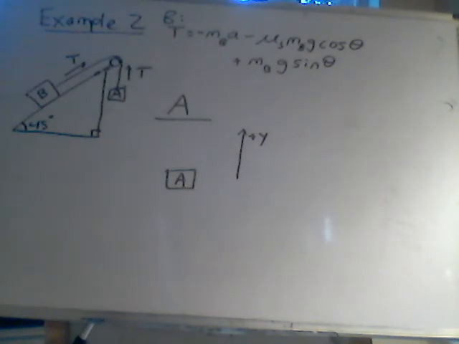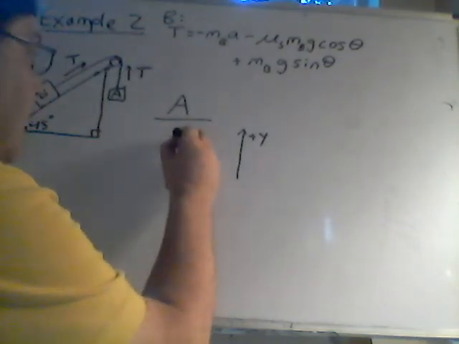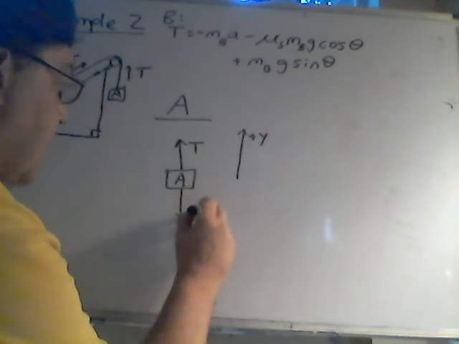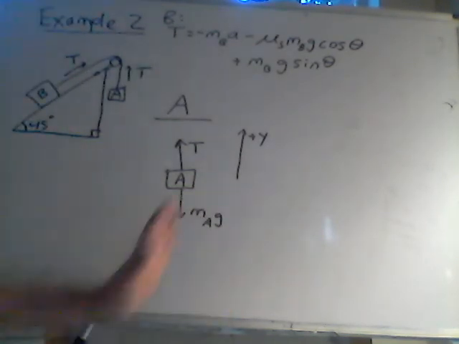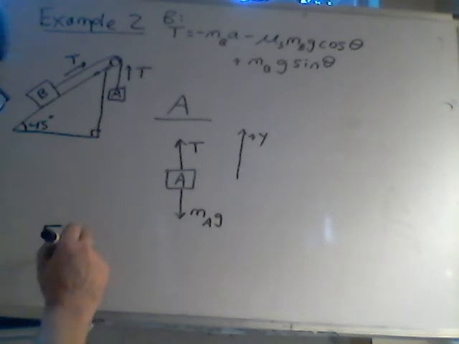So I'm going to make the assumption here that if B naturally is going to go down the incline plane, that means that A and B have to go together. So B's going down, A's going up. That means block A is going to be assumed to move up. So again, tension's up, weight's always down, M sub A G, and the acceleration is assumed positive. And there's only one equation for this because there's no motion in any X direction. The motion for block A is only going to be in a Y direction. So Newton's second law in a Y direction is all I have for this one.